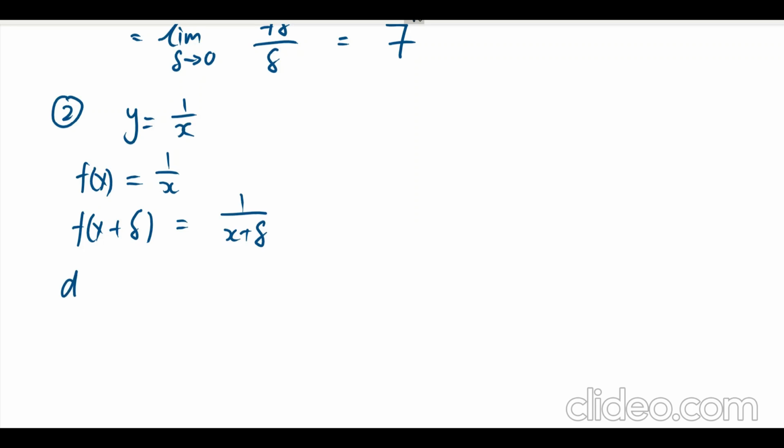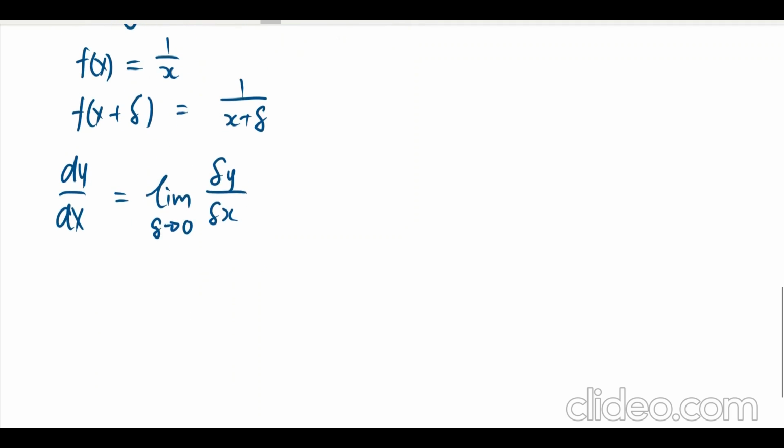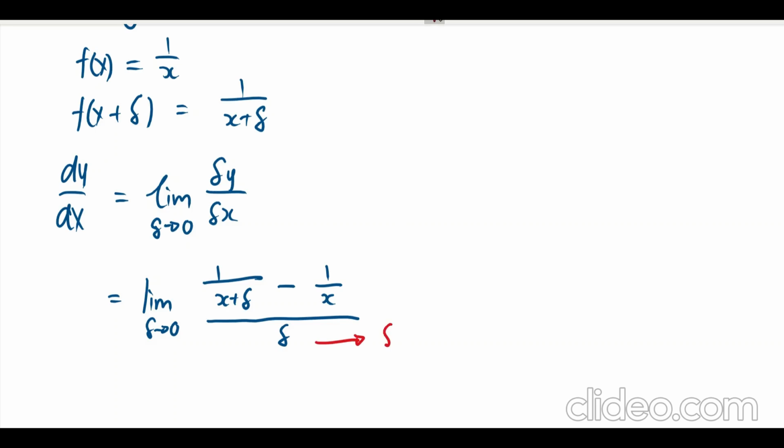So the definition of dy/dx again is the limit as delta approaches 0 of the change in y over the change in x. In this case, what is the change in y? Change in y is 1 over x plus delta minus 1 over x. That is the difference in y over the difference in x, which is always delta. The difference in x is always delta.